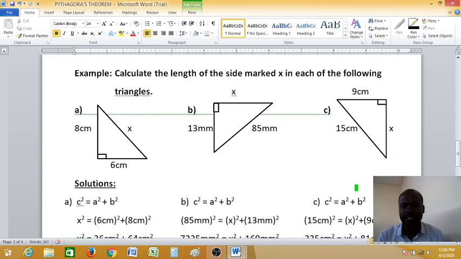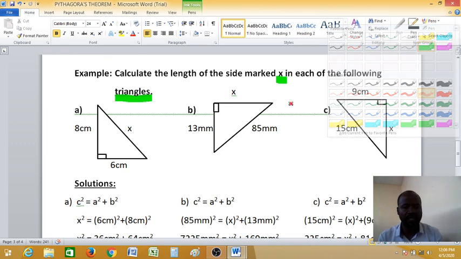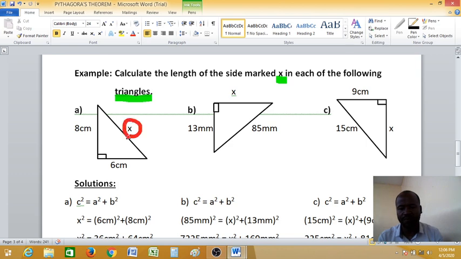Okay, now let us see this example. The example says, calculate the length of the side marked x in each of the following triangles. Now we have three different triangles: triangle A, triangle B, and triangle C. We are asked to find the length of the sides marked x. Here we have x, here we have another x, and in the third triangle we have the third x. So let's start from the first triangle.